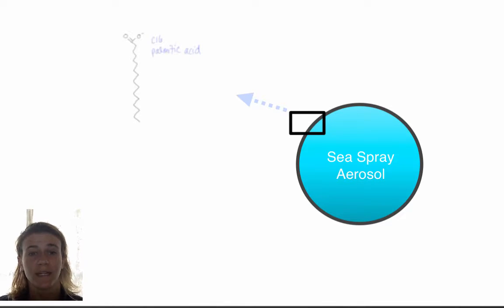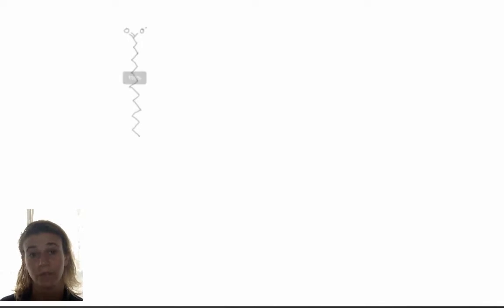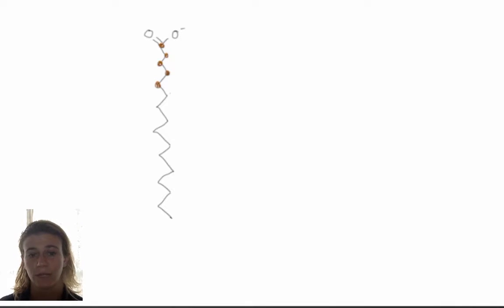Okay, so palmitic acid. Let's say we want to understand how it behaves at the surface. We should simulate it. We should watch how it moves through time, like we're doing here. How do we do that? Well, that's what I do. I use molecular dynamics simulations to study how sea spray aerosol molecules move through time. So let's zoom into palmitic acid here.